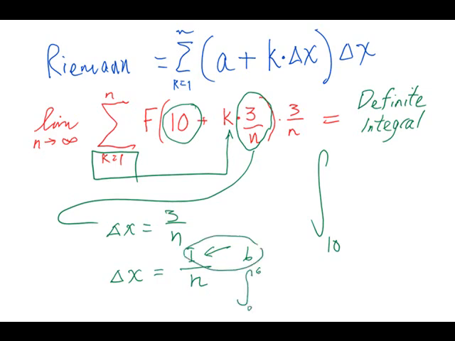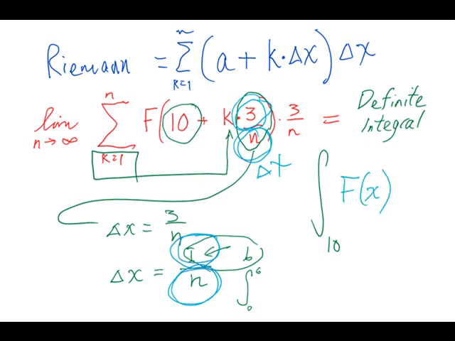Well, we can deduce that out of this problem too. So that 3 over n is really that interval width divided by n, because that's how you find the width of delta x. So that tells us that we're integrating some f of x. Now, we don't know what f of x is, but we do know that it's a definite integral that's starting at 10 and has an interval width of 3. Interval width of 3, that means it goes from 10 to 13.